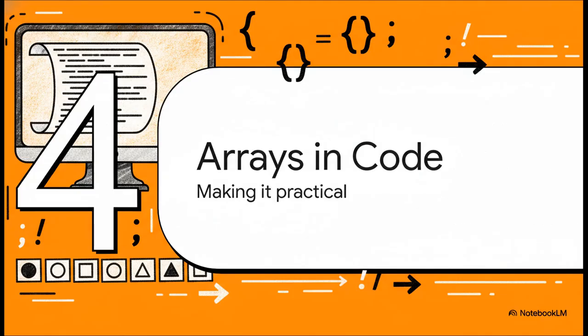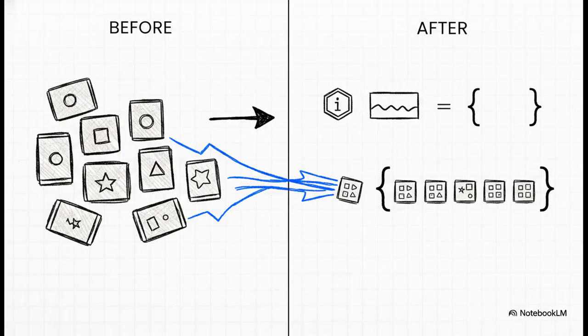Awesome. Theory's down, we get the parts. Now for the fun part. What does this actually look like when you're typing away at your keyboard? Let's get practical. And there it is. In a lot of programming languages, it's literally this simple. You declare the type of data, in this case int for integers. You give it a name, marks, with some square brackets to say, hey, this is an array. And then you just list out your values. Look how clean that is. One line of code just replaced 7 separate variables.